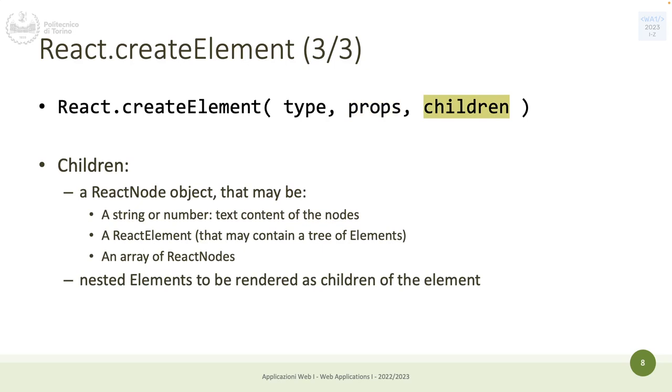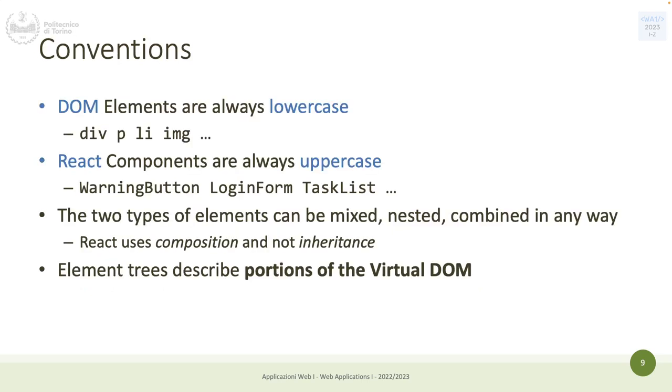It could be the text of a paragraph. It could be another element if you need to build a chain. It could be an array of elements or nodes, etc. And I told you that by convention, DOM elements are always lowercase and components are always uppercase. And clearly you can combine them. You can use a component that returns an element, etc.